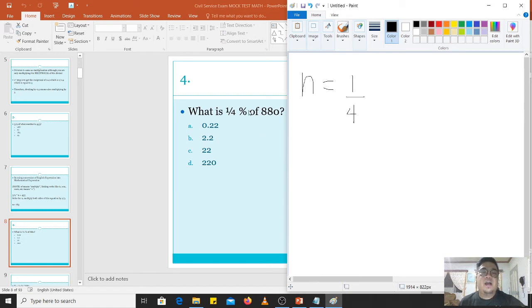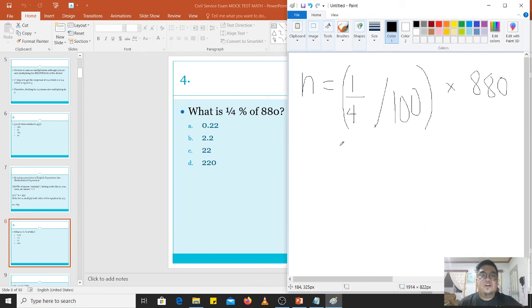1/4. Okay. Percent. Pag sinabing percent, ibig sabihin nito, you just divide the number by 100. So, parang ito, 1/4 divided by 100. Ayan. Ito yung 1/4% ngayon. 1/4 divided by 100. And then may off. Ibig sabihin ng off, multiply. And then 880.